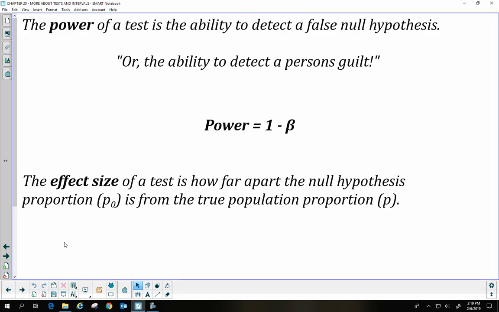So we'll have some problems where we're going to talk about type 1 and type 2 error in class and what that means practically for a test. Make sure if you have any questions about this, you write them down or you ask, and we'll talk about it together.